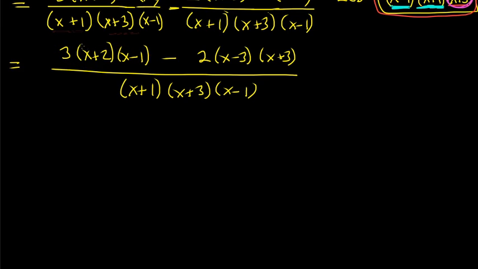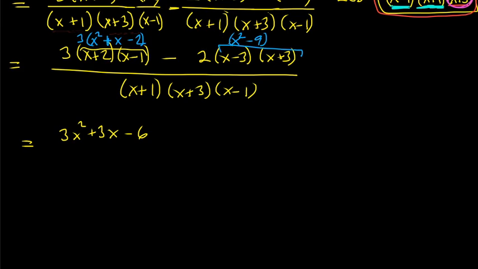And if we FOIL this, I should maybe do that in a different color, right? This is going to be x squared plus x plus x minus 2. So if we multiply that times 3, we're going to get 3x squared plus 3x minus 6. All right, over here, x minus 3 times x plus 3, that's just x squared minus 9. And when you multiply by 2, you're going to get 2x squared minus 18. But be careful, you're subtracting the whole thing here, right?